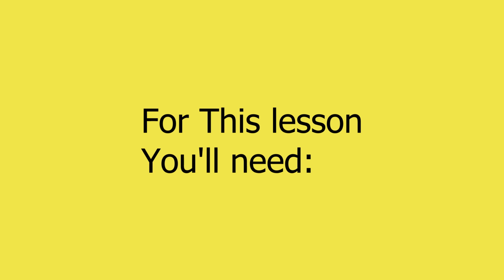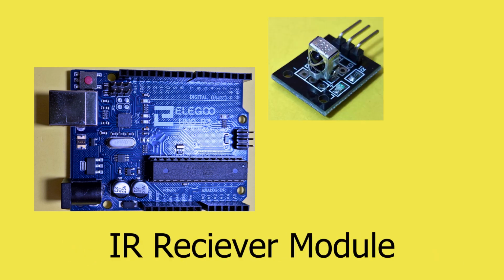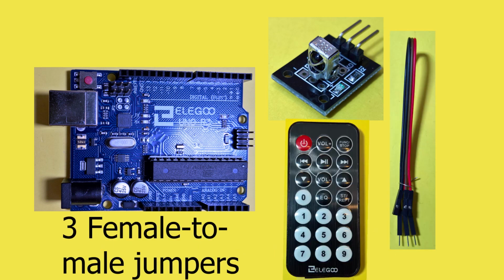For this lesson, we'll need the following items from your kit: the Elegoo Arduino UNO R3 board, the IR receiver module, the IR remote, and 3 female to male jumper wires.